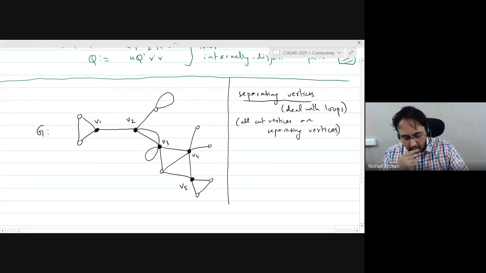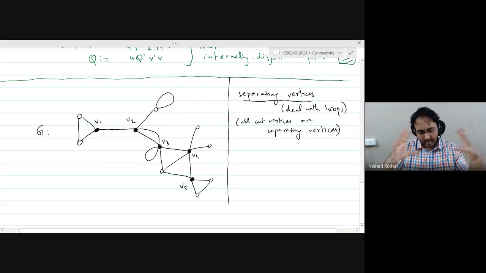Okay, so what I want you to do is think of this model. This is intuition, right? I'm not going to write down this stuff rigorously. So think of your graph as a physical model made out of beads and strings. Each vertex is a bead, like a necklace, right? And every edge is a string connecting two beads. Now, what is a cut vertex?